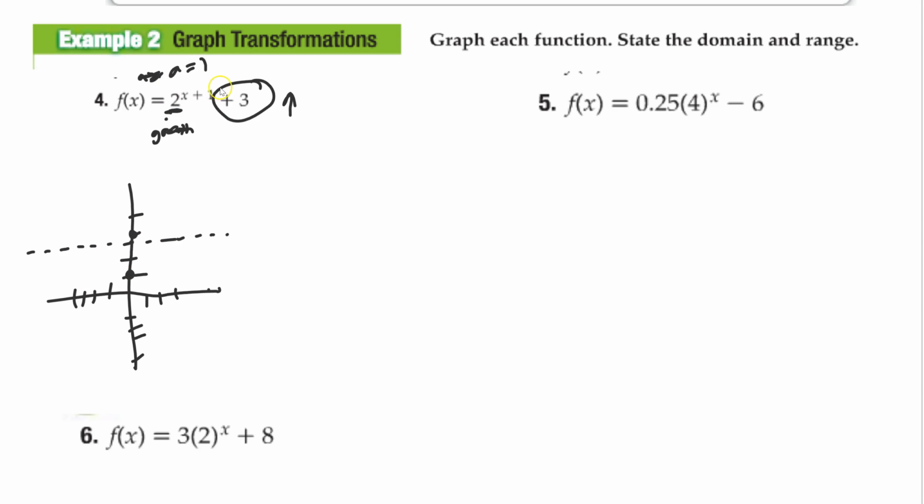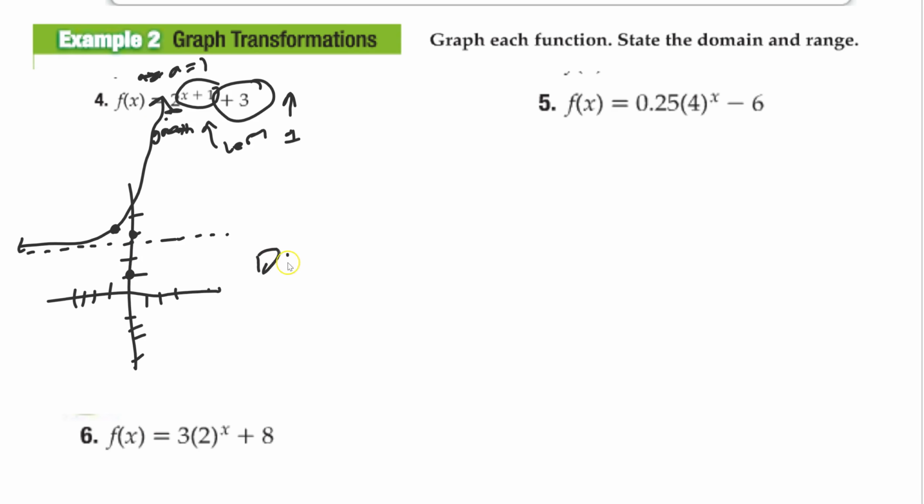One last thing, I've got to move it left 1. So again, we started right here, right? That's where our point was. I've got to move it up 3, 1, 2, 3, and then left 1. So right here is actually my point. It's a growth function, so it's going to look like this. You can't go below the asymptote. You can't hit it, and you go up. That's a basic version of this graph. So again, we're doing a sketch, and that's a basic sketch.